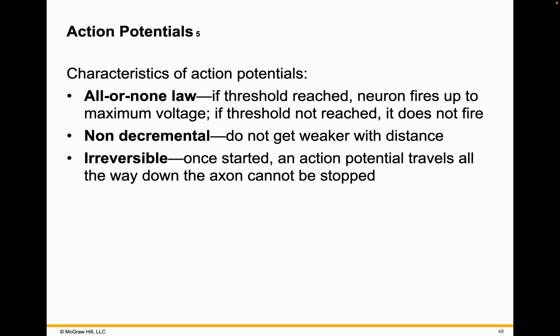So some of the characteristics of the action potential is it is all or nothing. The all or nothing law states that if a threshold is reached, the neuron will fire to maximum voltage. If the threshold is not reached, it does not fire. It is non-decremental. You don't get weaker with distance. And it is irreversible. Once you start it, the action potential will travel all the way down the axon and it cannot be stopped.